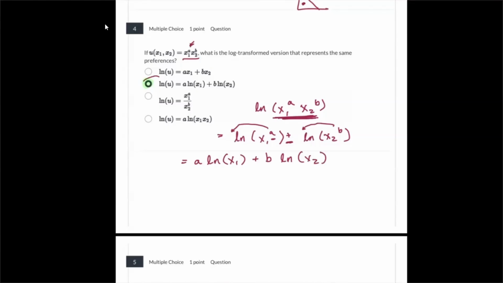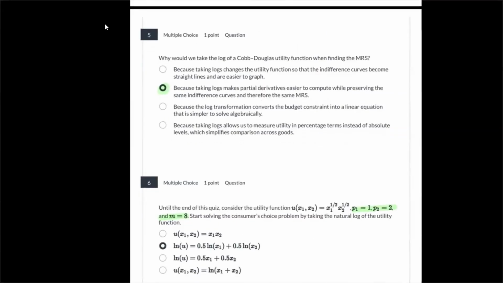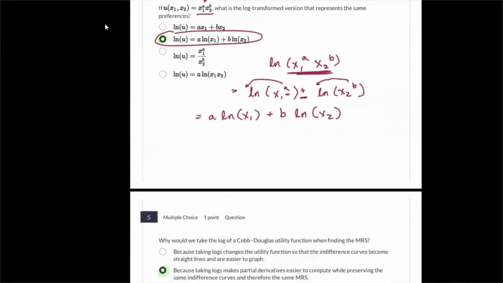That's the final answer. Question 5 says, why would we take the log of a Cobb-Douglas utility function when finding the MRS? We do this log transform for one reason, and it's so that our partial derivatives are easier to work with. Specifically, it's easier to take partial derivatives. Because when we want to find the MRS of this thing, it's much more pretty.